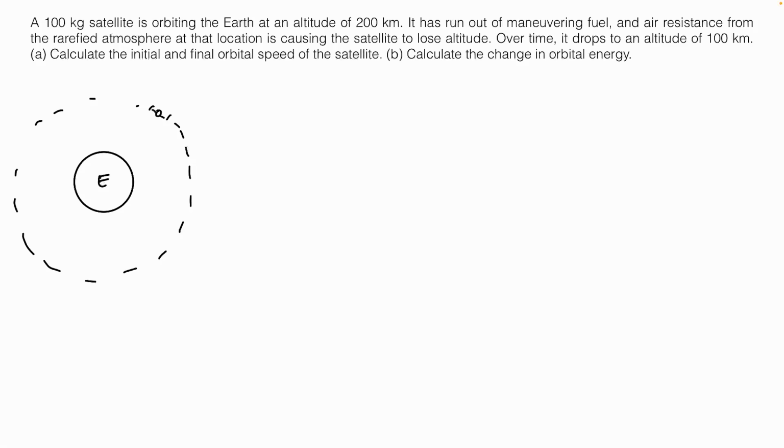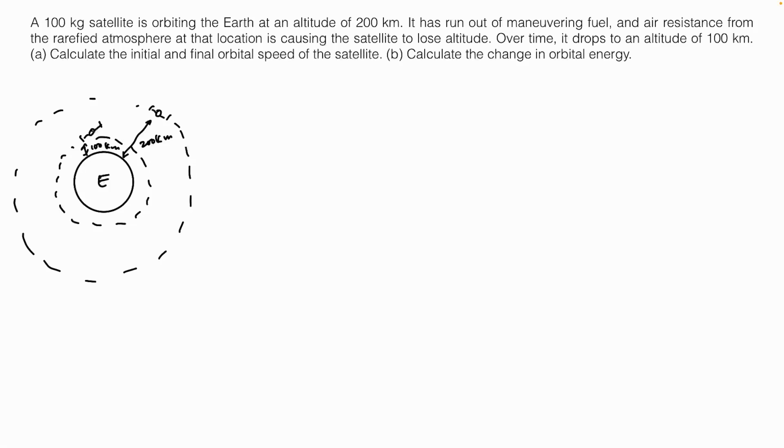The orbital altitude is 200 kilometers, right? So I know that the distance from the surface to the satellite is 200 kilometers, but I've got to be careful. Okay, air resistance is causing this thing to lose altitude. I start to panic a little bit because friction's involved. But it says that over time it drops, it loses altitude because of this atmospheric friction, and drops into a lower altitude of 100 kilometers.